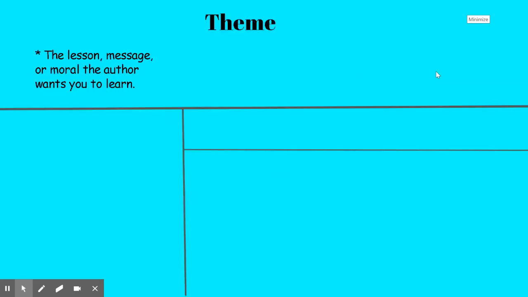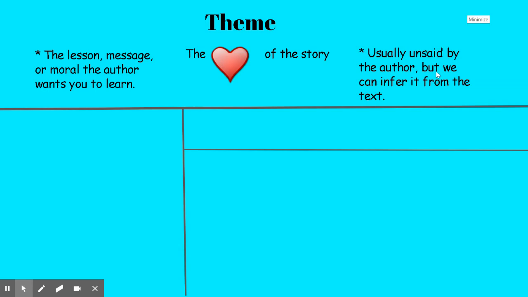We can't just say this is what we're supposed to learn from it without any evidence that proves what we're saying. So when we're talking about theme, it's the message or the moral of the story that the author is trying to share with you or teach you. It's also sometimes thought of as the heart of the story. What are the takeaways from it? What is the main message? Even with all of the things that happen to our character, usually they end up learning something. And the other part that makes theme really hard is it's usually unsaid by the author. We have to infer it from things in the text, which means that we take the text evidence and take what we know about life and put together our thoughts about it.